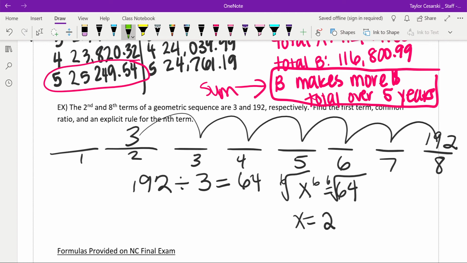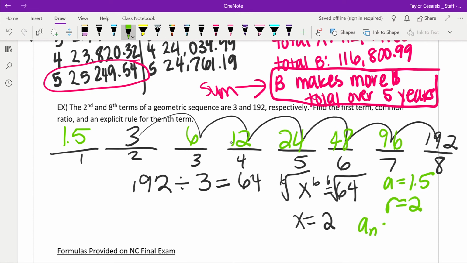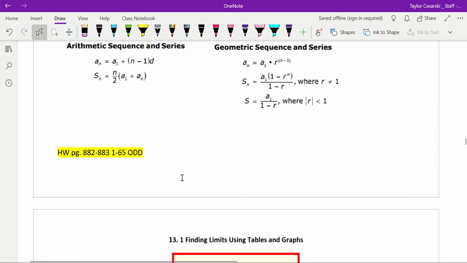So I'm going to go ahead and fill in my blanks just to check myself. So 3 times 2 is 6, 12, 24, 48, 96, and 192. Okay, now if I were to go backwards, this would be 1.5. Okay, so the first term is 1.5. The ratio is 2. And what's asked for explicit rule is 1.5 times 2 to the n minus 1. And that's geometric sequences.